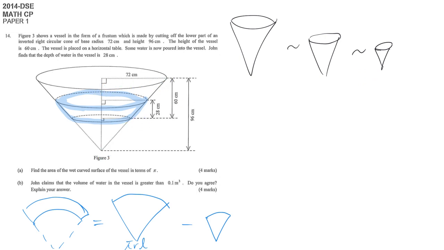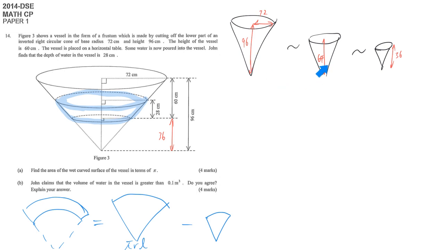Then we are going to write down all the information. For the largest one, we have the full detail: the base radius and the height. So we mark it down first. The base radius is 72 while the height is 96. After that, for the smallest one, it's 96 cm minus 60 cm. We know the difference here is 36, so the height here is 36. And for the middle cone, we just add 28 on top of 36, so the height of the middle one is 64.